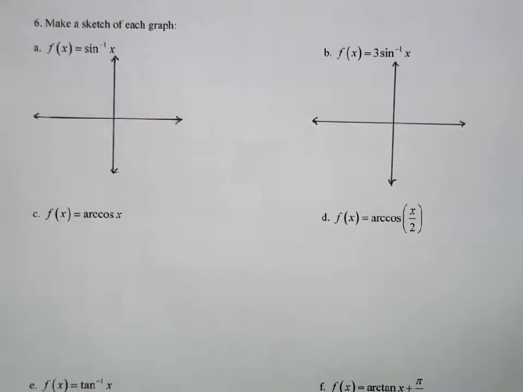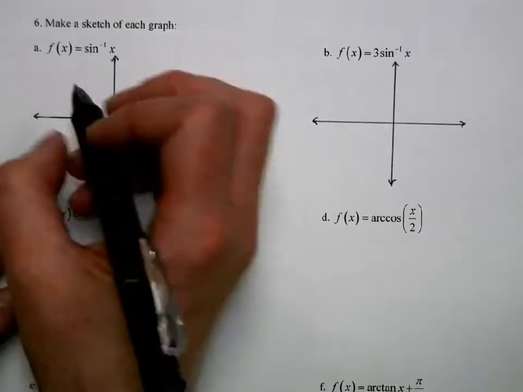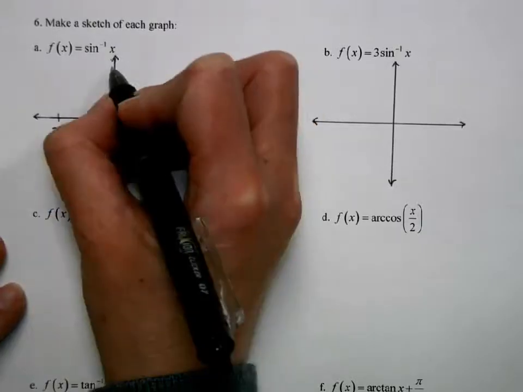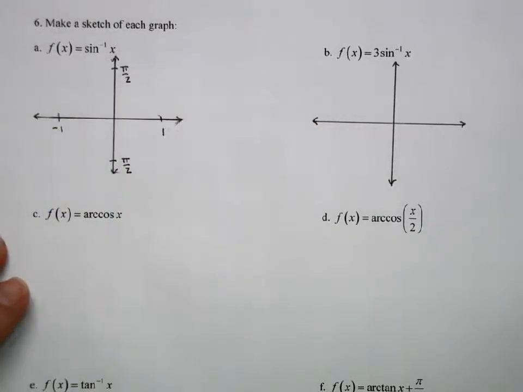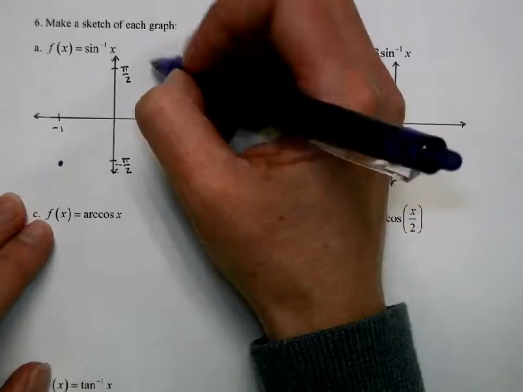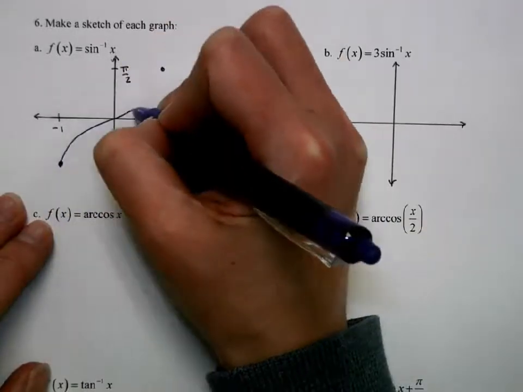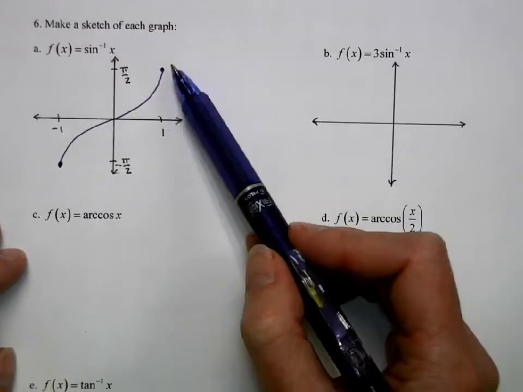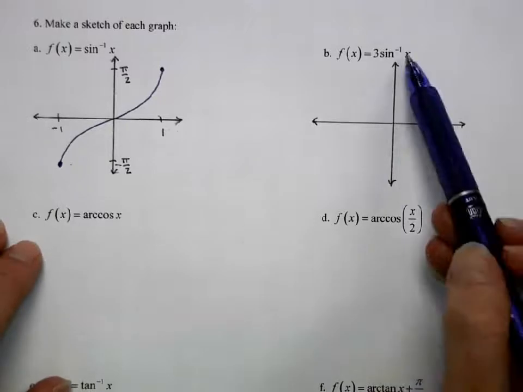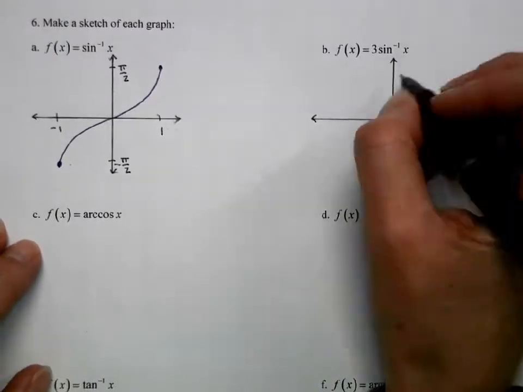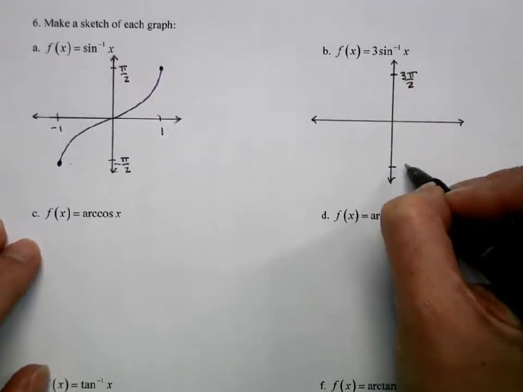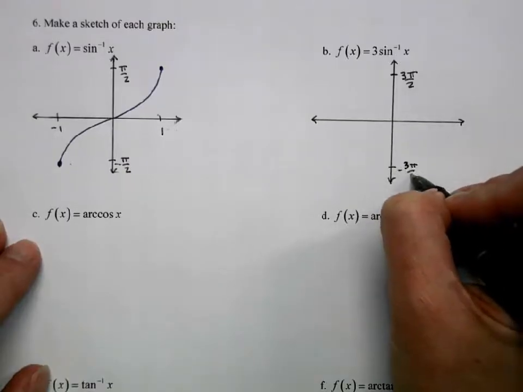So sine inverse, the inputs are values between negative 1 and 1. Our outputs are values between negative pi over 2 and pi over 2. So sine inverse of negative 1 is negative pi over 2. Sine inverse of 1 is positive pi over 2. And so we get a graph like this. We do not put arrows here because it doesn't continue past that, because if it did, it would no longer be a function. So for this one, if I'm multiplying by 3, that's a vertical dilation. So I'm just going to change the pi over 2 to a 3 pi over 2, and the negative pi over 2 to a negative 3 pi over 2. My inputs will remain the same.